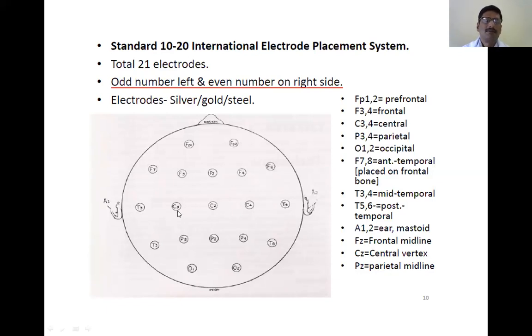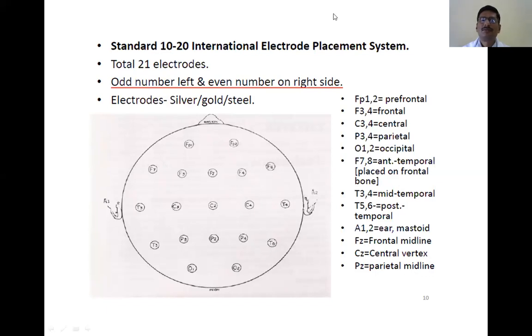Next time it will be between C3 and CZ, next time CZ and C4, next time C4 and T4, like this in a particular line, or it may be from FP2 to F4, and from there to C4 or P4 and OZ. In any particular plane or line or chain, the potential difference between 2 electrodes is calculated. That is called a bipolar montage or bipolar system.